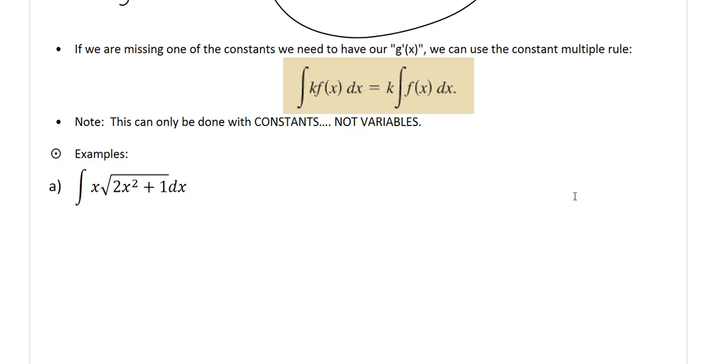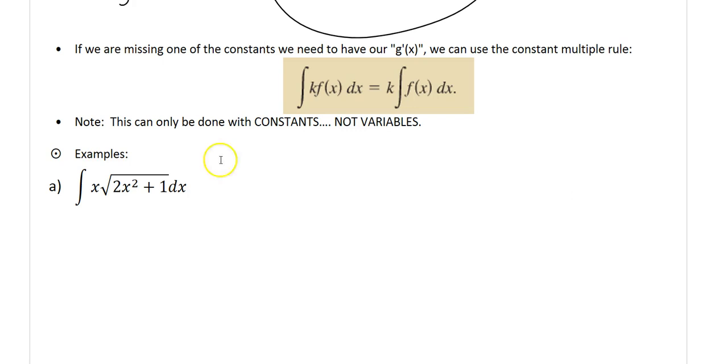Now there may be a lot of cases where you're missing one of the constants that you need in order to have your g prime of x or your u prime. And if that's the case, we can use what we call the constant multiple rule. So we know that the integral of k times f of x dx is equal to k times the integral of f of x dx.